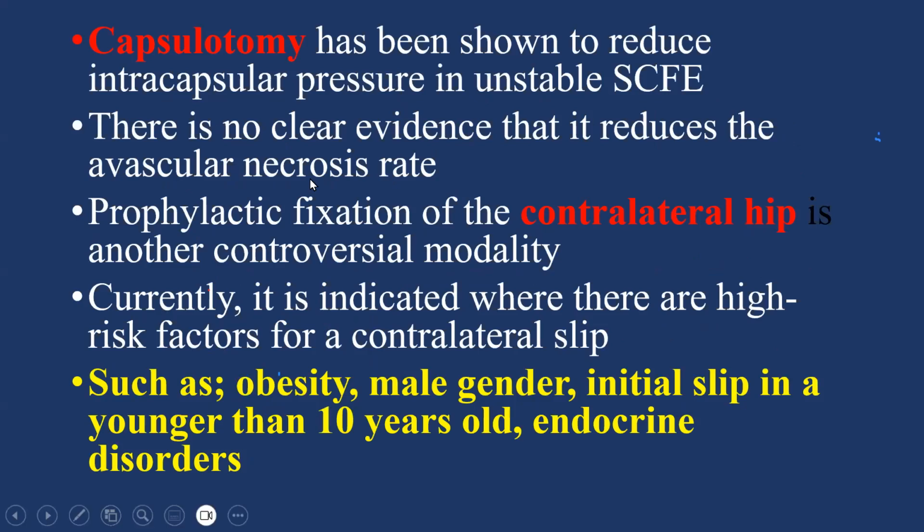Capsulotomy has been shown to reduce intracapsular pressure in unstable slipped capital femoral epiphysis. There is no clear evidence that it reduces avascular necrosis rate. Prophylactic fixation of the contralateral hip is another controversial modality. Currently, it is indicated where there are high risk factors for a contralateral slip, such as obesity, male gender, initial slip in a child younger than 10 years old, and endocrine disorders.